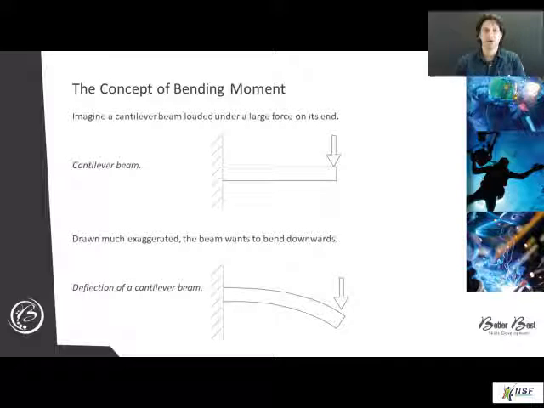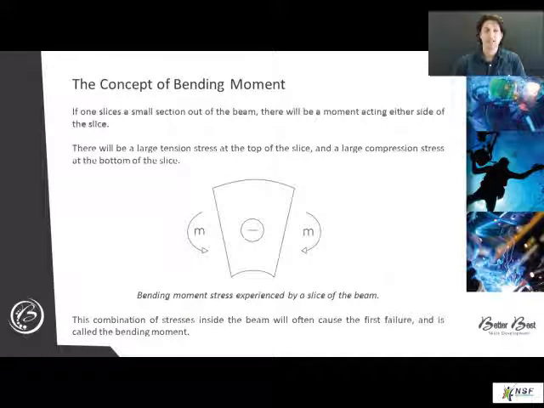Imagine a cantilever beam loaded under a large force on its end. Drawn much exaggerated, the beam wants to bend downwards. If one slices a small section out of the beam, there will be a moment acting either side of the slice. There will be a large tension stress at the top of the slice and a large compression stress at the bottom of the slice. This combination of stresses inside the beam will often cause the first failure and is called the bending moment.